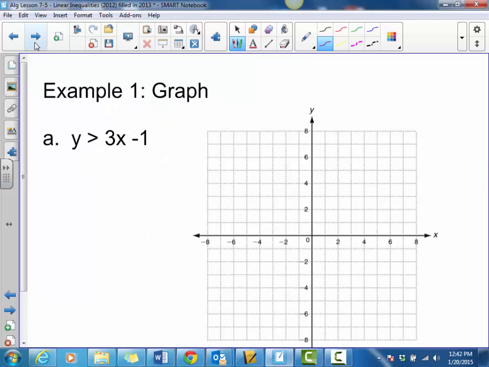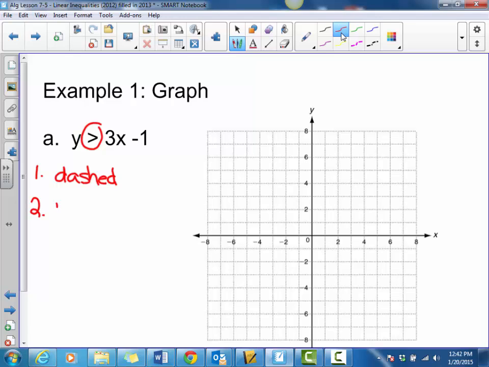All right, so example number 1. I need to graph this inequality. Remember, step 1 says find out if it's going to be a dashed line or a solid line. So I need to look at this right here. Does this tell me it's going to be a dashed line or a solid line? Yeah, this is going to be a dashed line.